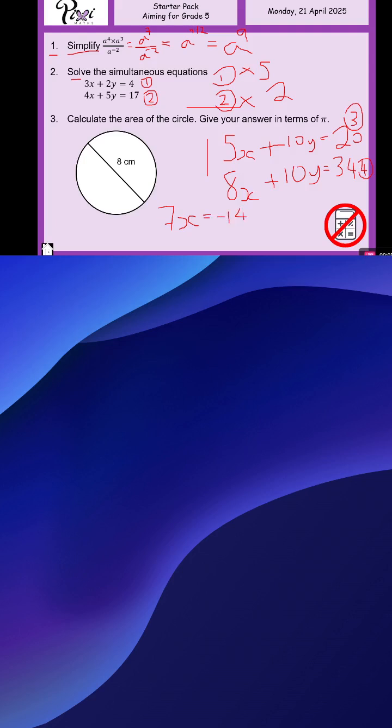Dividing both sides of the equation by 7, we get x is equal to negative 2. I can now substitute x equals minus 2 into equation 1, 2, 3 or 4, it doesn't really matter which one, to work out y. So when x is minus 2, that will become minus 6 plus 2y equals 4.